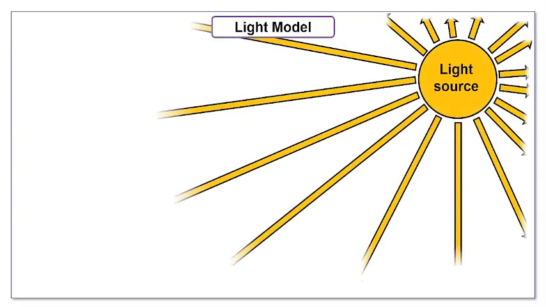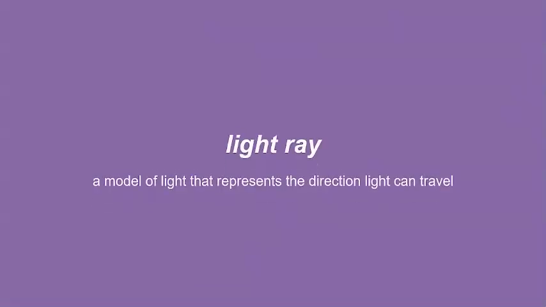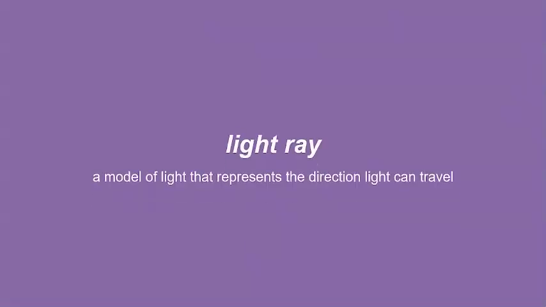Let's document our learning with a light model. First, let's draw a light source. Light sources emit light. Let's draw some lines coming from our light source. These lines represent light rays. A light ray is a model of light that represents the direction light can travel. The light rays on our light model travel out from the light source.